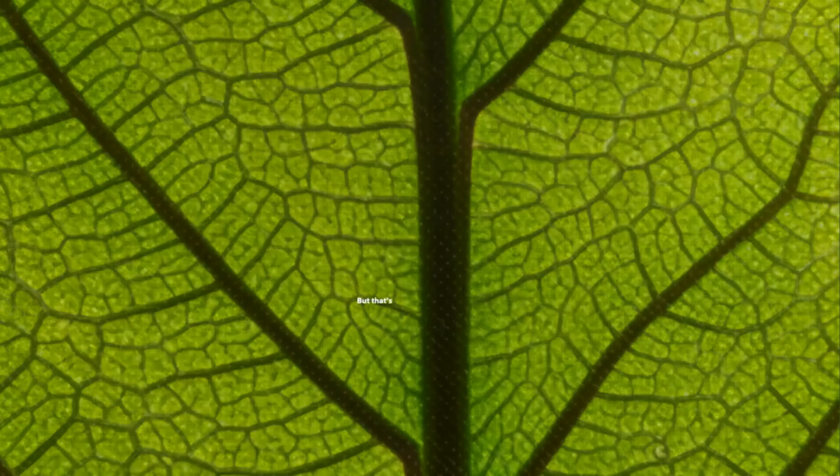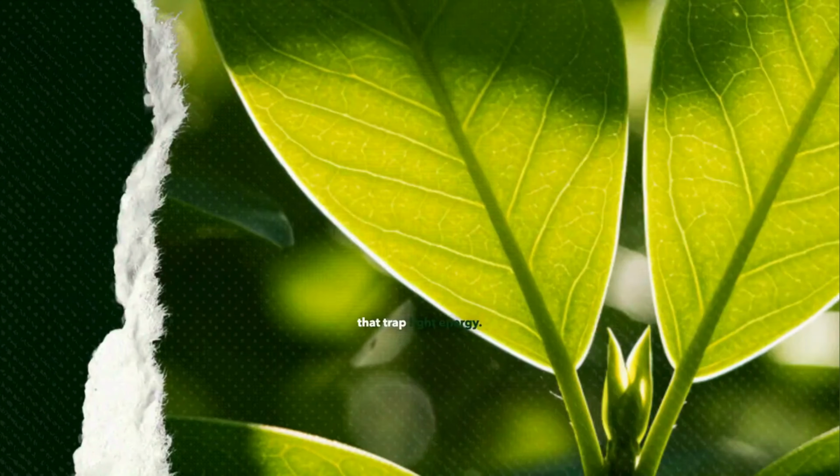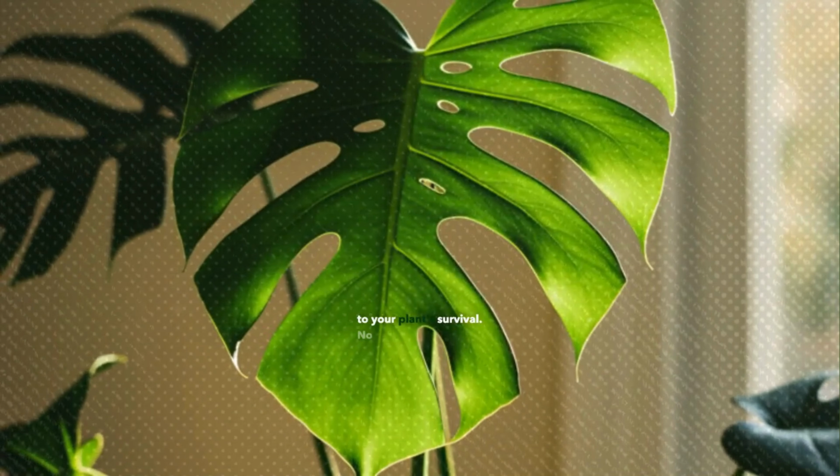Inside, there's a microscopic factory made of chloroplast organelles packed with chlorophyll that trap light energy. That energy breaks apart water molecules and rearranges carbon atoms into glucose, the basic fuel of life. Oxygen is the byproduct, and that's what we breathe. This is why light is so critical to your plant's survival. No light equals no food.